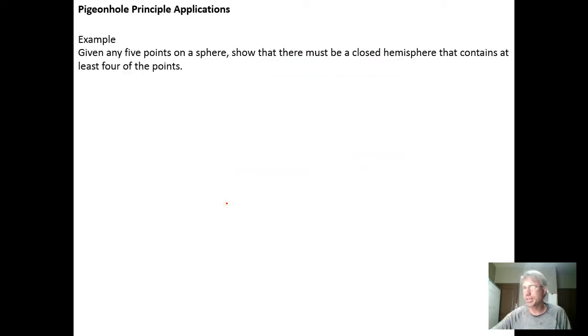All right, final example for the pigeonhole principle. This example says, given any 5 points on a sphere, show that there must be a closed hemisphere that contains at least 4 of the points. A closed hemisphere means you pass a plane through the center of the sphere so that the sphere is cut exactly in half. And then we want to show that there has to be at least 4 points on a closed hemisphere.